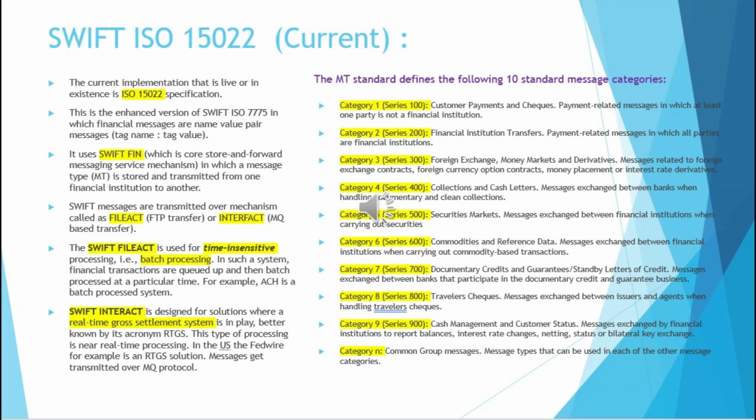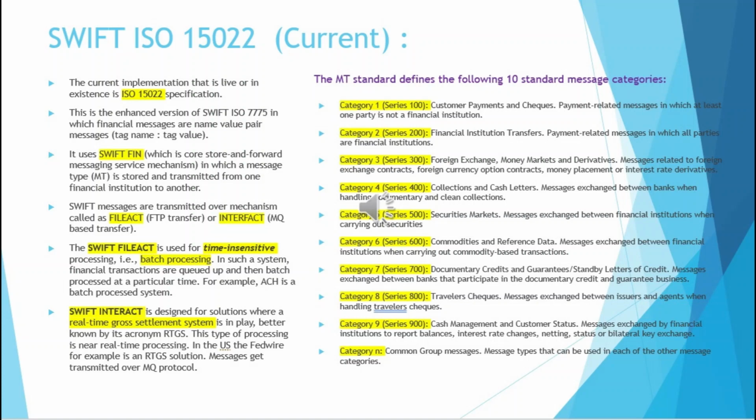Now, 300 series is for foreign exchange, money markets, and derivatives. 400 series is for collections and cash letters. 500 series is for securities markets, in which financial institutions buy and sell stock, and how the money movement happens in the financial institution is done by using this type of message format.